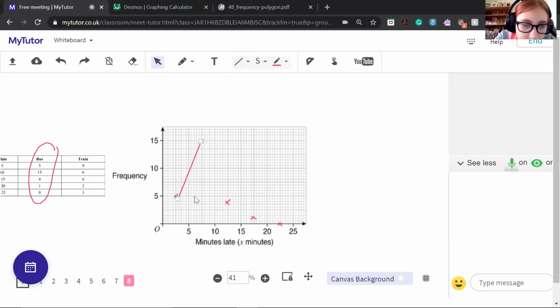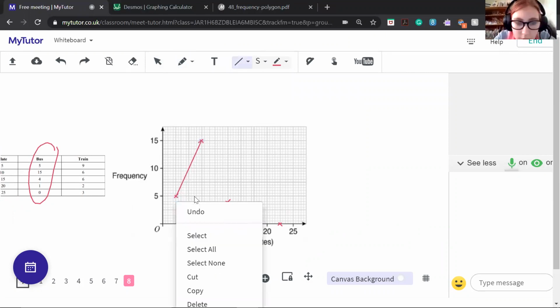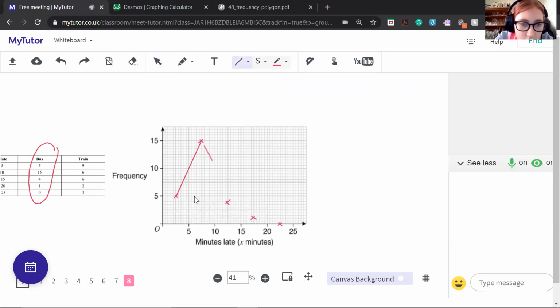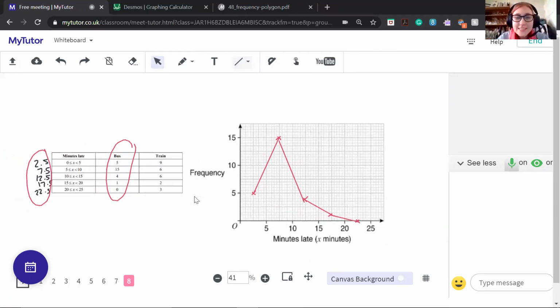Gosh, it's very hard to get them in the right positions on here. These are some, oh my gosh, atrocious lines, but you'll have to allow me because I'm doing it on a computer. So that's what this looks like.